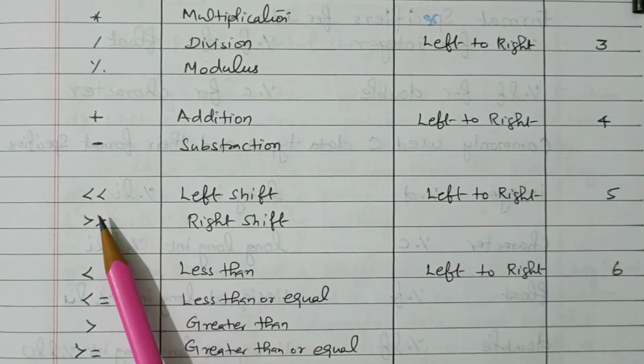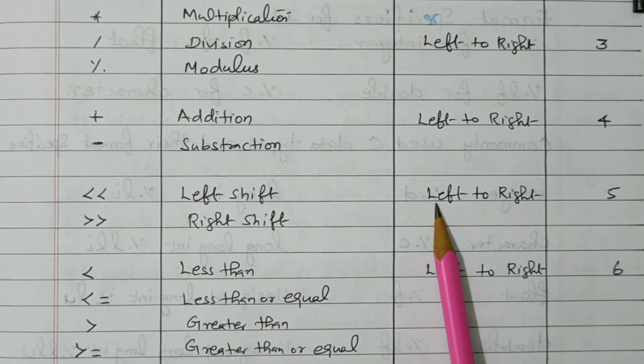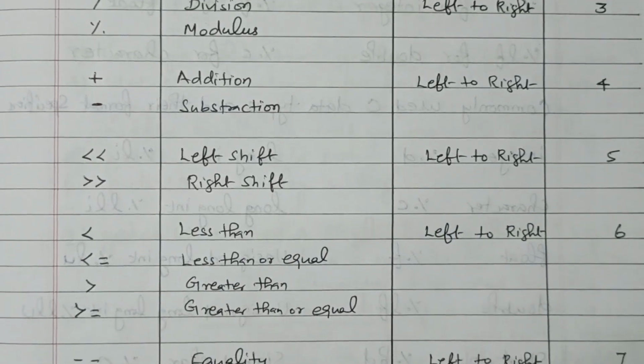Then the fifth rank is shift left and shift right. This comes under the bitwise operators. The bits are shifted to the right side or left side. Right. So it is executed from left to right. This is the fifth rank. That is the hierarchy position, the fifth one. Then we'll go to the sixth one.